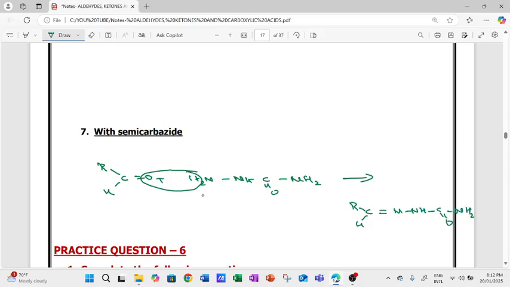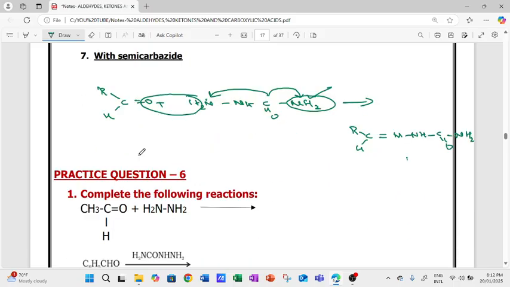And when you write semicarbazide reaction, make sure that this H2 is eliminating from a nitrogen which is away from the carbonyl carbon. Because this carbonyl carbon is directly attached with another NH2. Don't take this hydrogen because it is resonance stabilized. So that part is resonance stabilized, no change. Only from the NH2 which is away from the carbonyl group you remove hydrogen and write the product, and this product is called a semicarbazone.